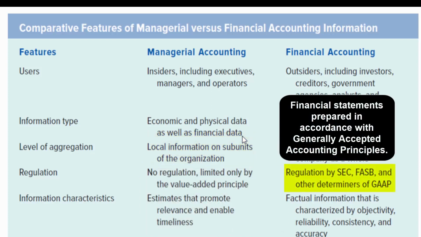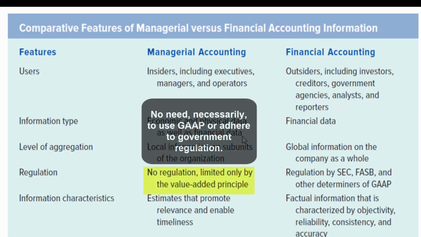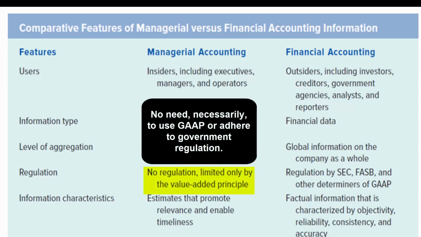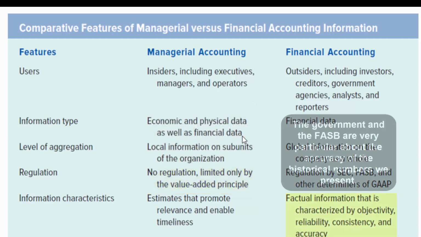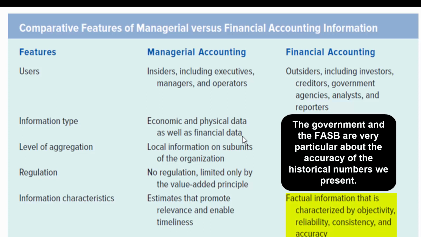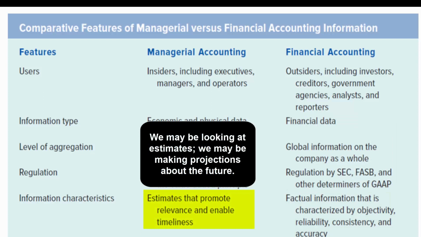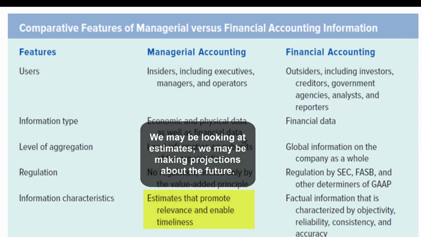We have to prepare our financial accounting in accordance with GAAP, generally accepted accounting rules. For managerial accounting, our reports are inside, and so we only have to prepare them so that they are understood by our insiders and hopefully don't mislead them. The information characteristics are that we have very specific rules about what gets included in our financial accounting. It has to be objective, reliable, consistent, and accurate. Whereas internally, we're just going to do the very best we can to provide the relevant information. There's no particular standards.